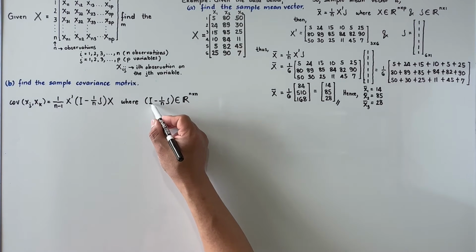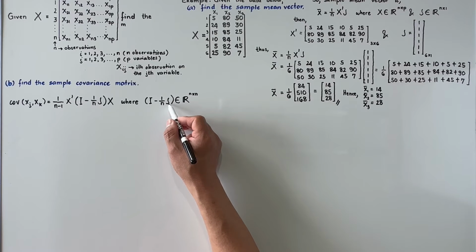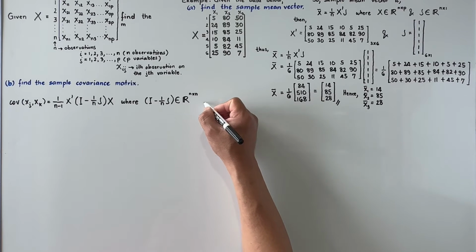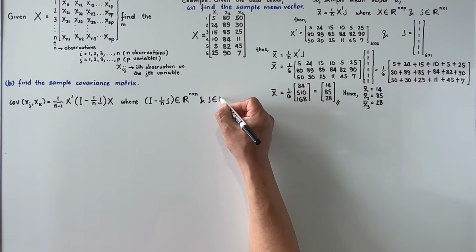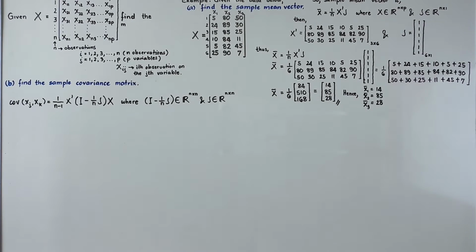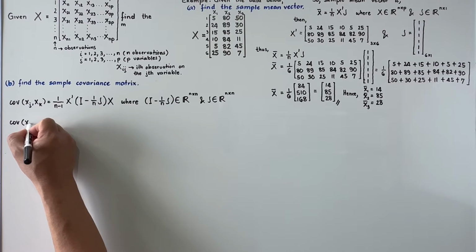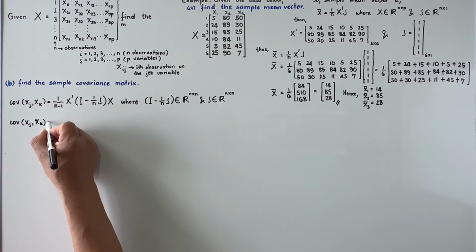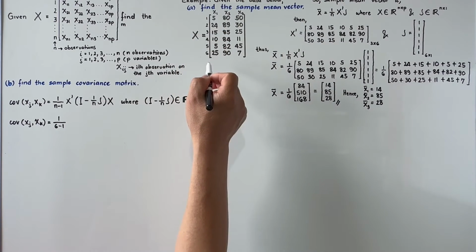So matrix I is an identity matrix of size n by n, but this matrix J is a square matrix whose elements are all ones. So we define here that J is a square matrix whose elements are all ones, with elements being real numbers of size n by n because that's a square matrix. So computing for this covariance matrix, this is equal to 1 over 6 minus 1 because there are 6 observations here.